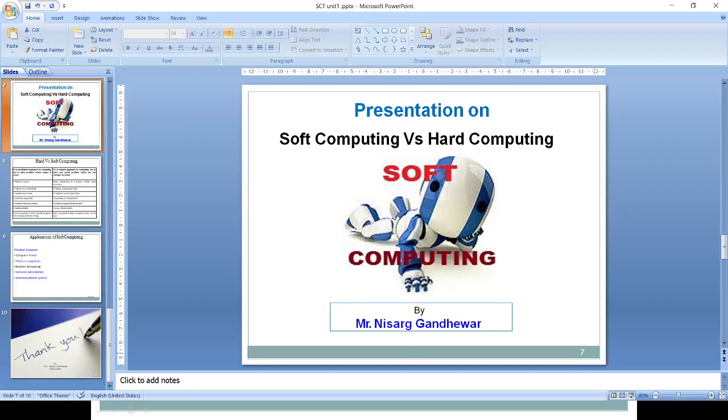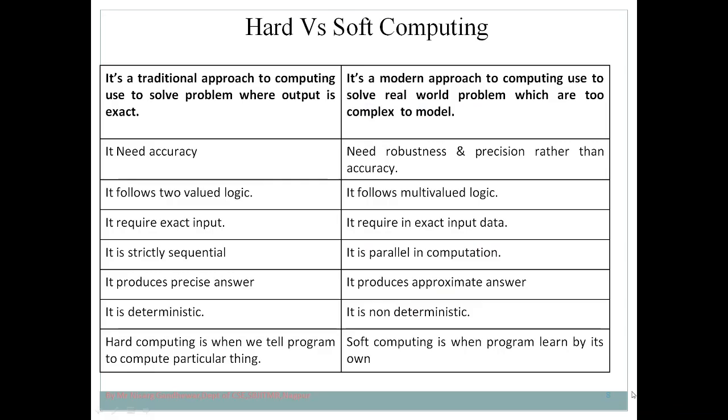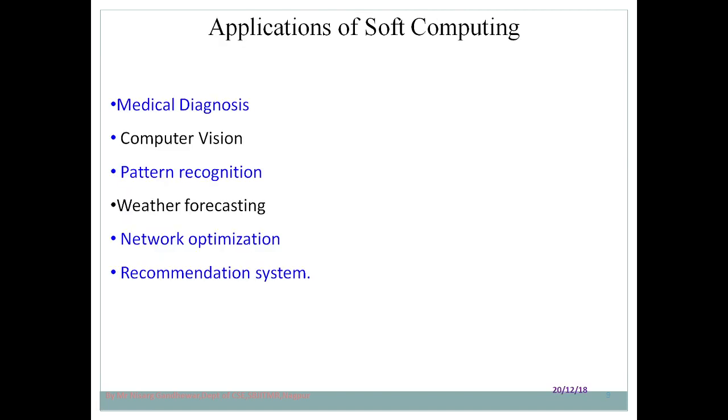Okay, so this is what machine learning is. In the case of soft computing, you can say that the program is going to learn on its own. So these are the differences between hard computing and soft computing. Now next we discuss the different applications of soft computing.